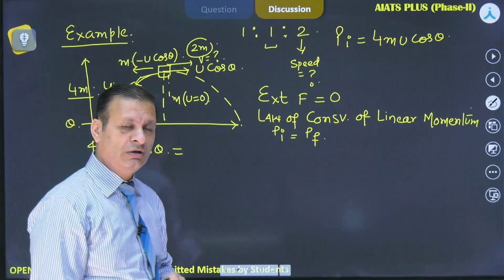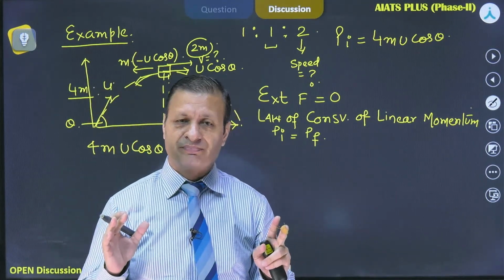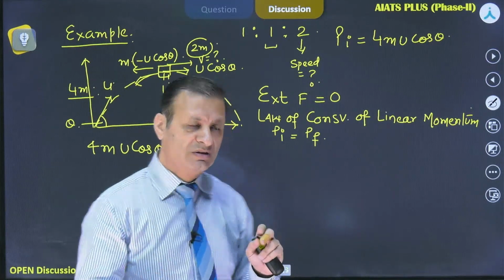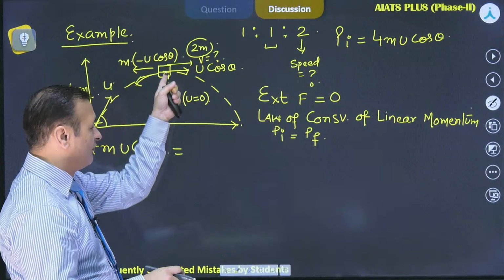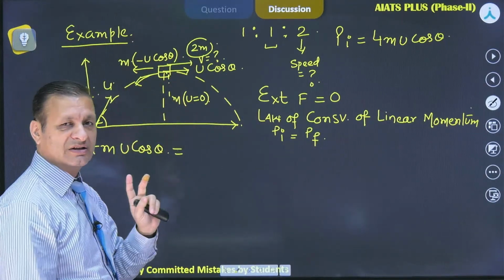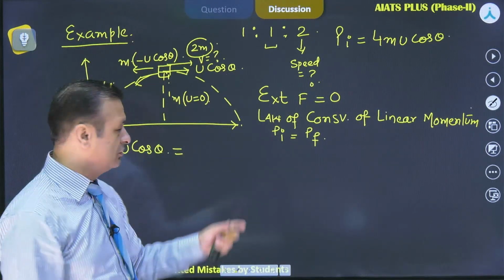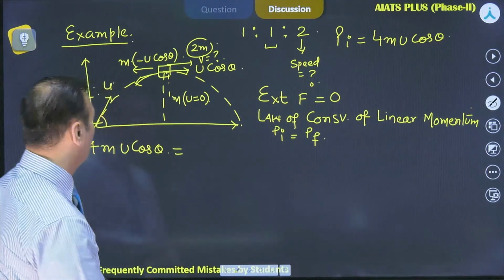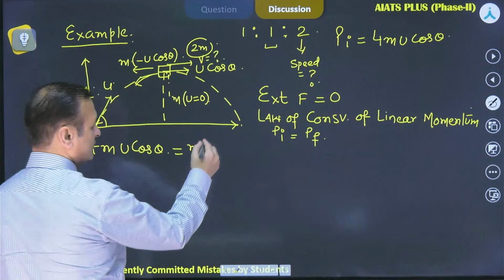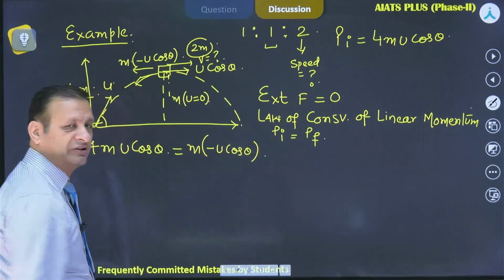It has to be equal to the final momentum. Now first of all, the particle of mass 4m is split into 3 pieces. One mass falls freely. It splits and drops like this, carrying no momentum at that point. So its contribution is 0. But what about this one? Its momentum is mass m into its speed, u cos theta.